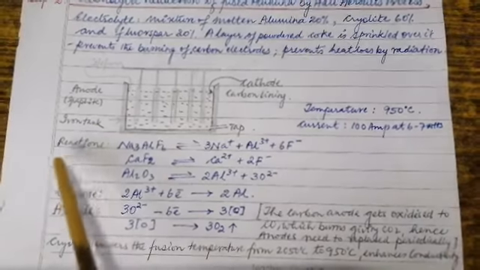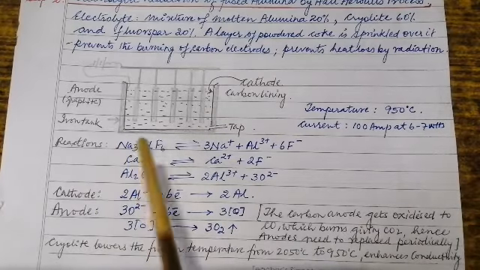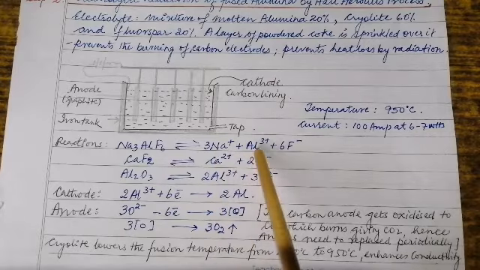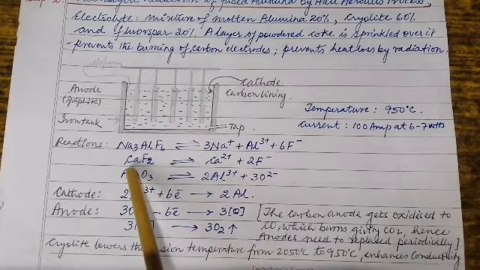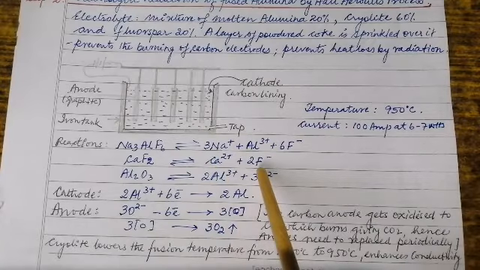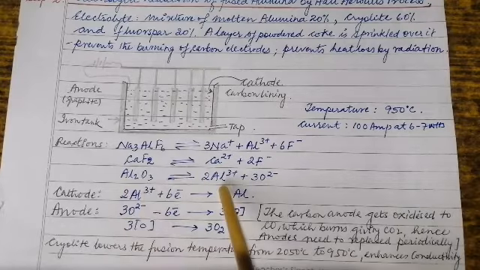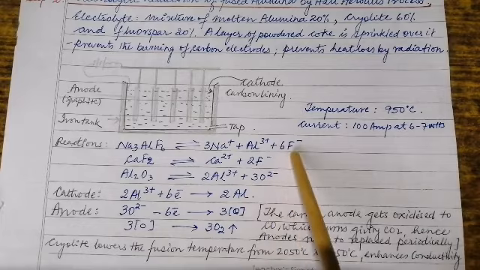Now let us take a look at the reactions. Cryolite dissociates into sodium ions, aluminium ions, and fluoride ions. Fluorspar dissociates into calcium ions and fluoride ions. And aluminium oxide gives aluminium ions and oxide ions.